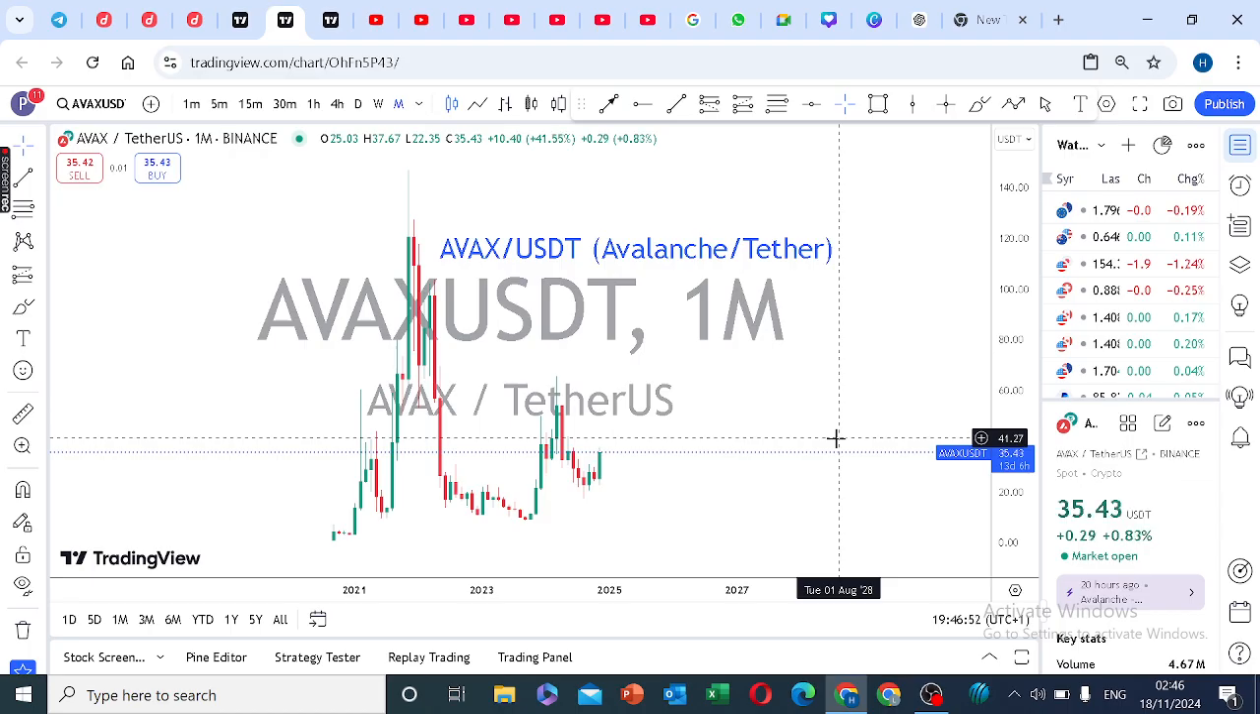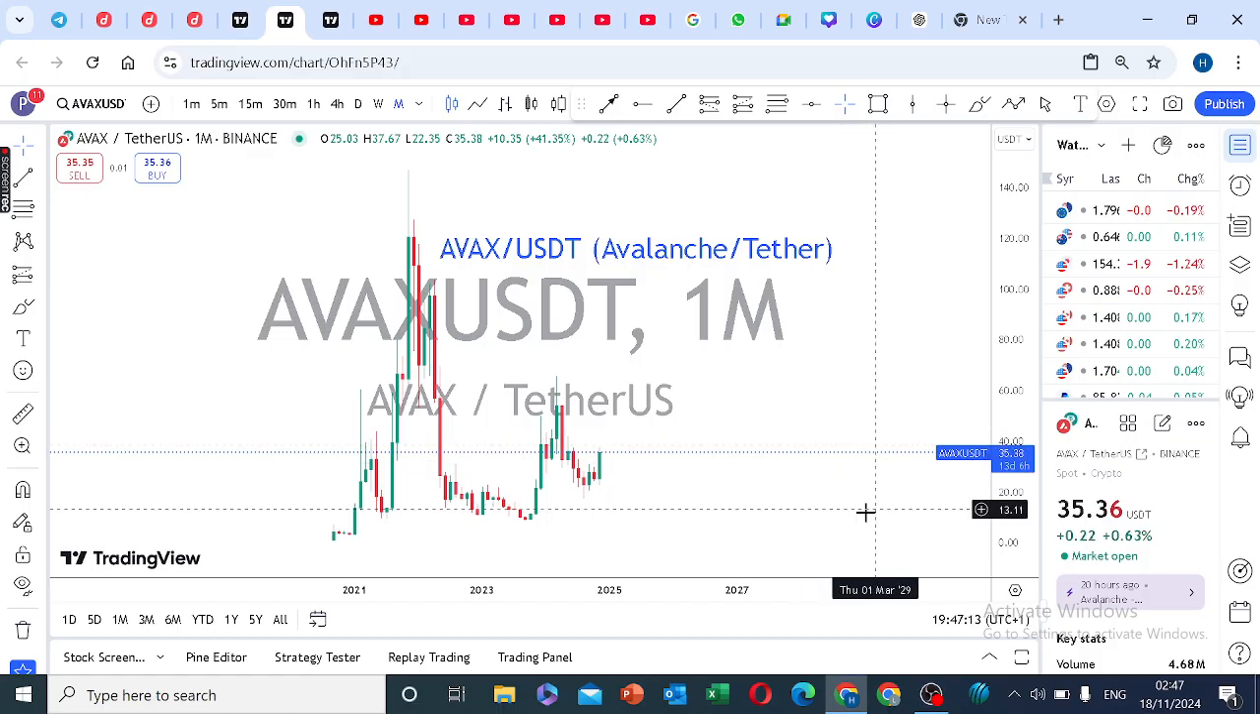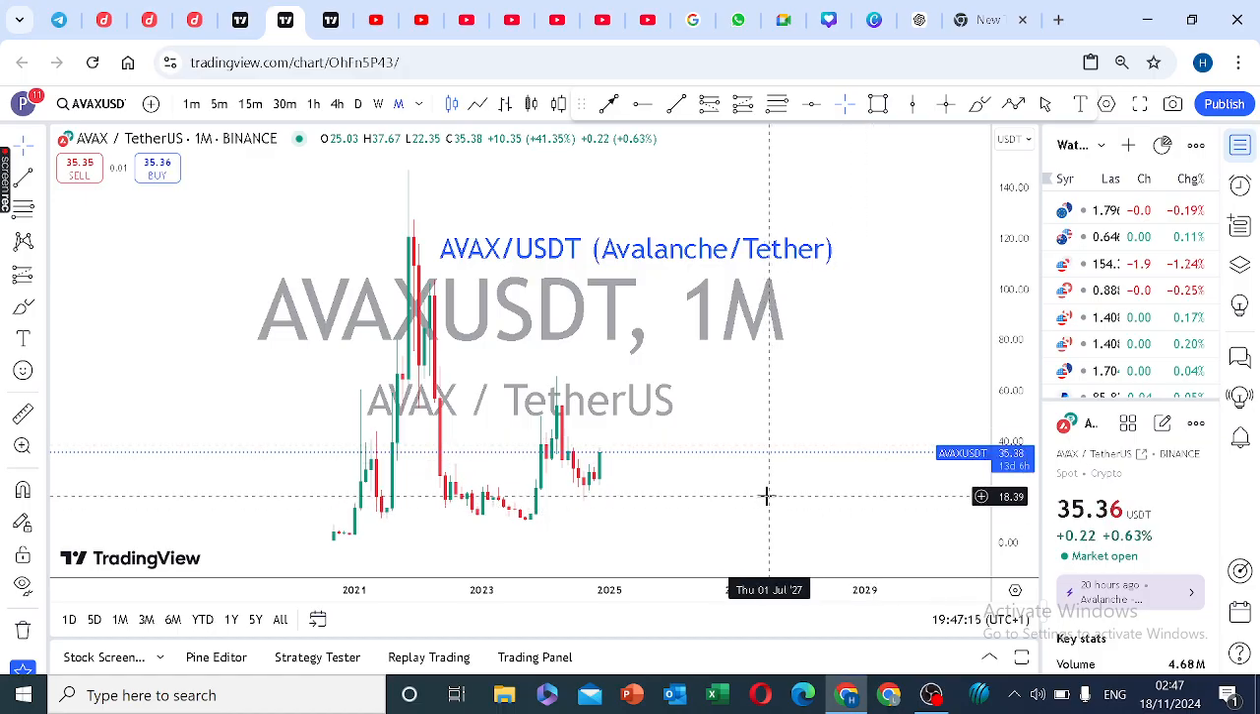And today we are going to be talking about the Avalanche coin, basically. Sorry if I'm not able to pronounce it very well, but it is the AVAX/USDT pair. Now, the major thing we want to look out for on this coin is to understand where this particular coin is going and what opportunity it has created for us.